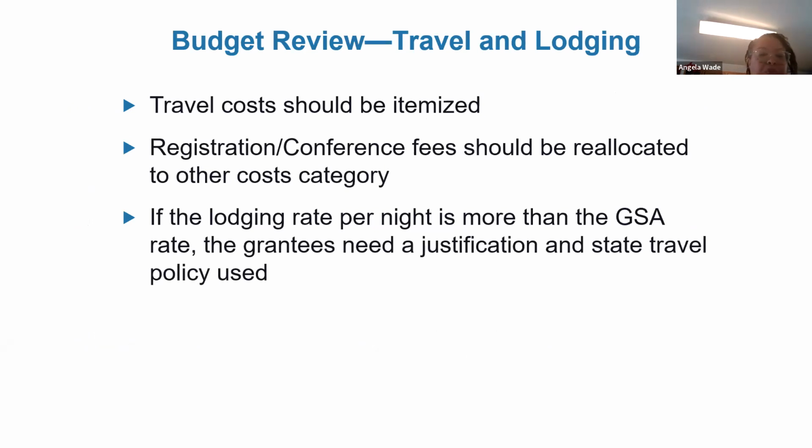So again, with travel, all your travel costs should be broken down and listed out. A lot of times we'll receive budgets and we'll send them back because we see just a lump sum, somebody's traveling and they put down the amount of $5,000. Please break that amount out. If you have a conference and you have registration fees associated with that, you want to make sure that goes to the other category.